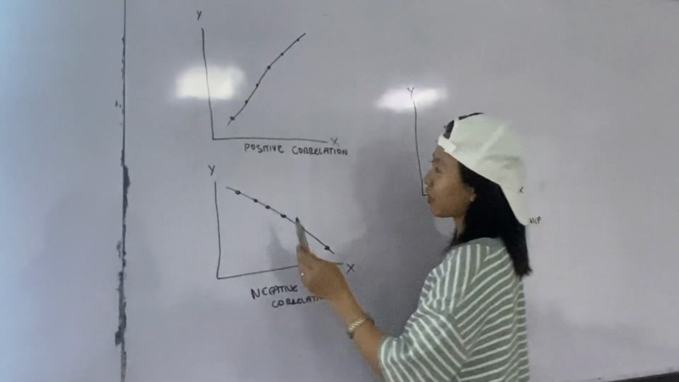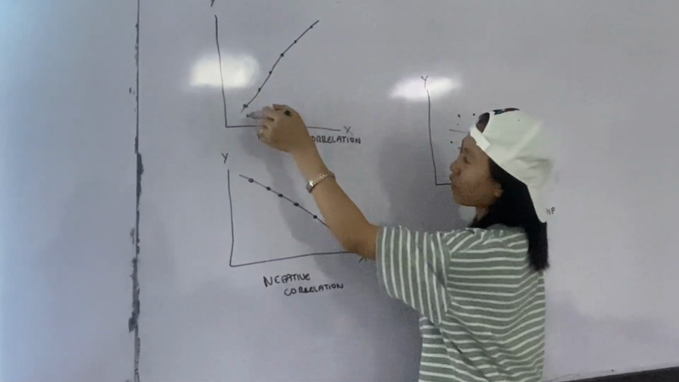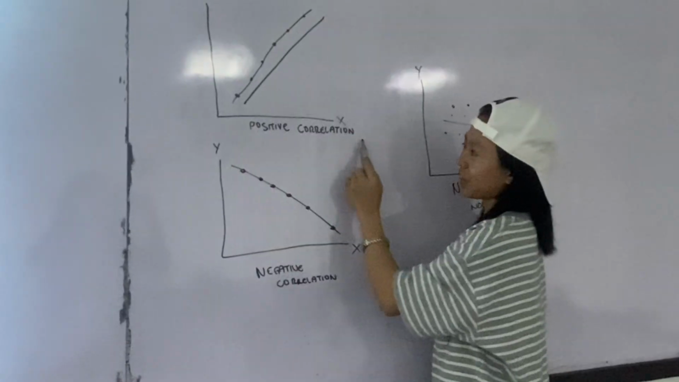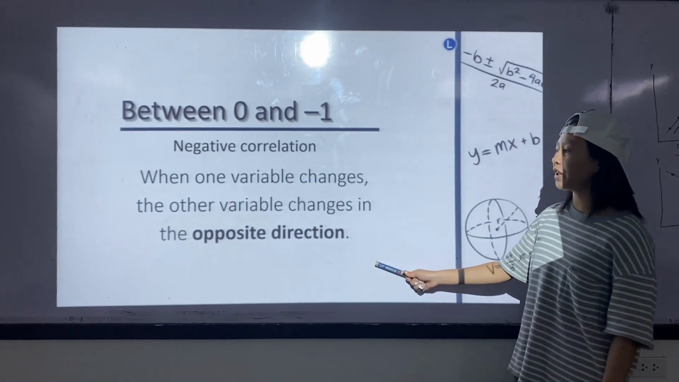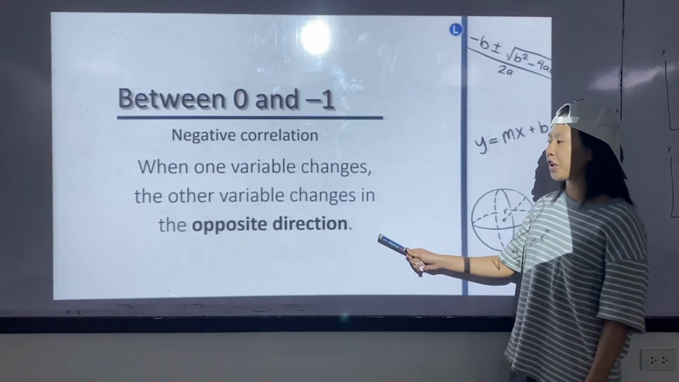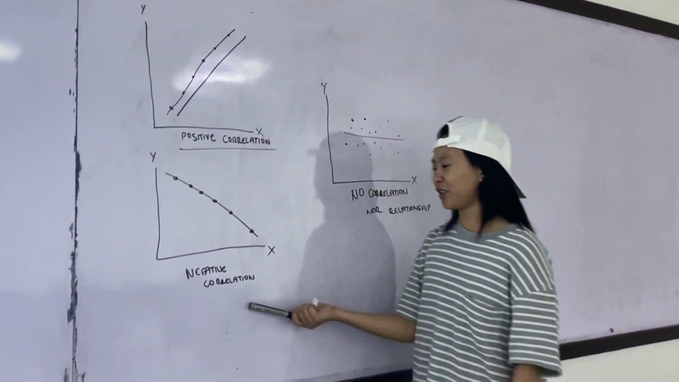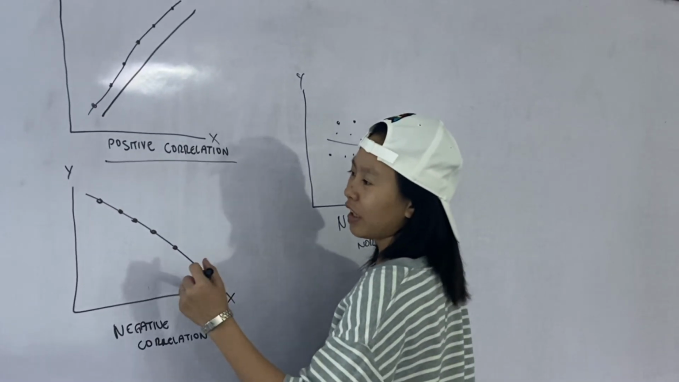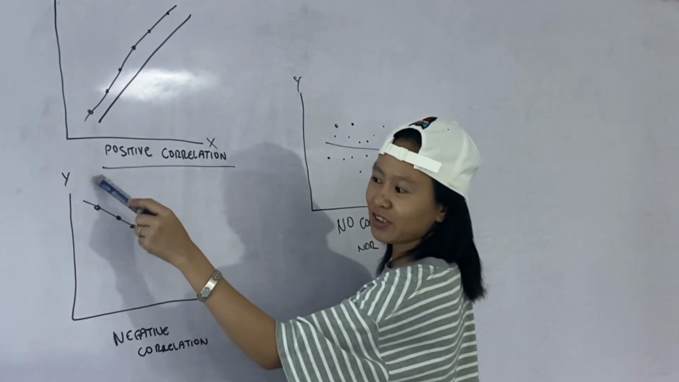So this is our scatter plot for positive correlation, when the x value and y value increase in the same direction. So we can call that positive correlation. And for negative correlation, when one variable changes, the other variable changes in the opposite direction. So this is an example of our scatter plot for negative correlation, when the x value increases and the y values go in the opposite direction.